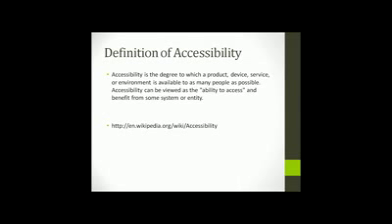Now, let's talk about the accessibility. And I'm going to mention another term in a few minutes, usability. But accessibility, I just grabbed this from Wikipedia, everyone's least favorite resource, but this was actually a great definition. And I'm actually going to read it all out. Accessibility is the degree to which a product, device, service, or environment is available to as many people as possible. And that's key right there, I think. Accessibility can be viewed as the ability to access and benefit from some system or entity. So basically, everyone can use your service. So we want everyone to use our web pages or our course content.